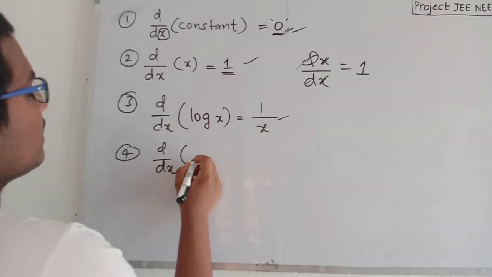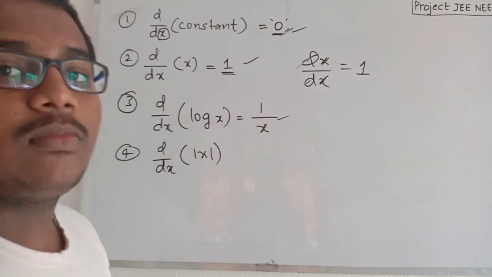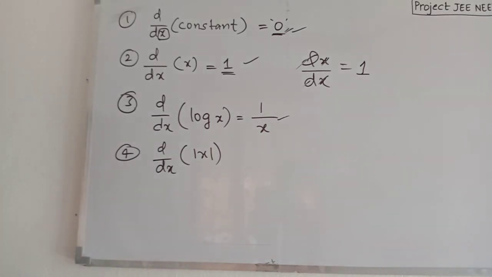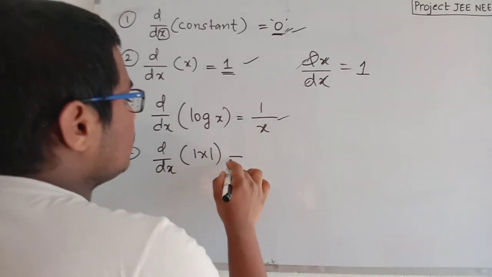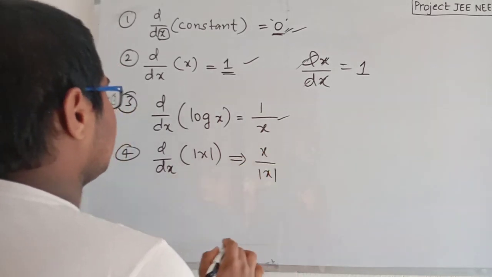So d by dx of, let's discuss about mod x. d by dx of mod x. It's actually x by mod x.